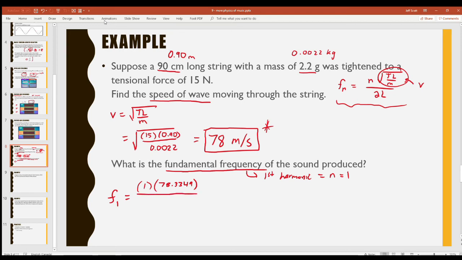Anyway, now we'll divide that by 2 times L. L was also given to us in the question. It was 0.90, so this will be 2 times 0.90. We'll throw that in our calculator once again: 78.3349 divided by 2 times 0.90. This gives me a fundamental frequency, to just 2 sig digs, of 44 hertz.